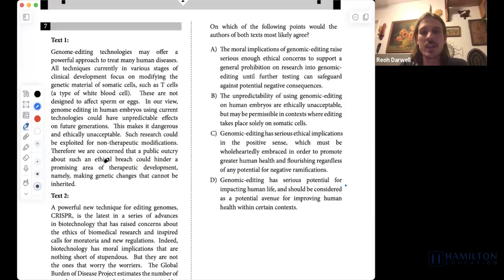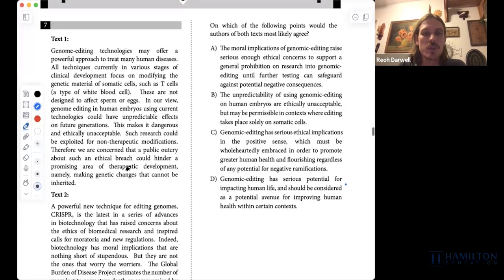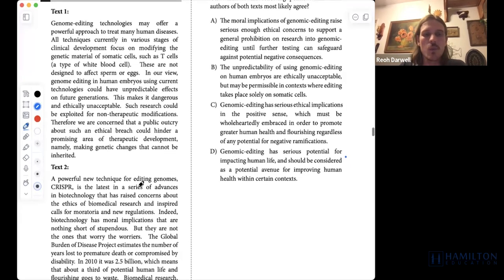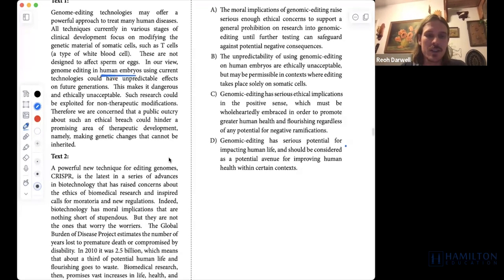All right, so question 7 is our cross-text connections question on the second module. Usually we'll see about 1 or 2 of these per test. They're usually with some of our trickier questions. So just to briefly summarize these 2 passages, both of which you have read, we see that text 1 says that genomic editing is a powerful technology that we should consider using, except they don't want to do it in the germ line, right? They don't want to do it in human embryos because of the impacts it could have.